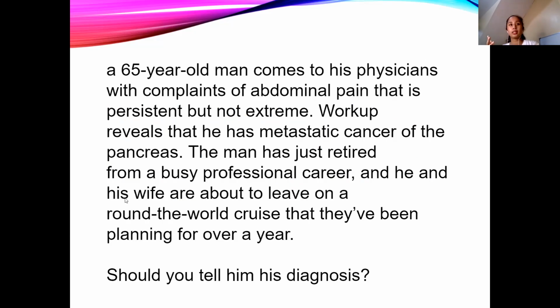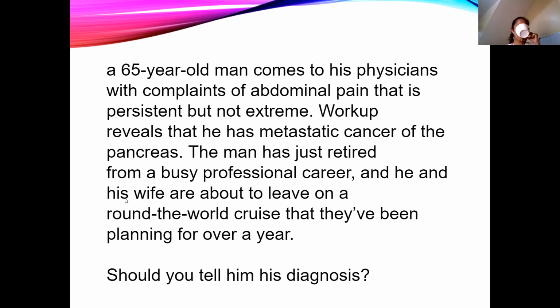So class, an example. A 65-year-old man comes to the physician with complaints of abdominal pain that is persistent but not extreme. He has had the abdominal pain for a long time. A workup reveals that he has metastatic cancer of the pancreas. So the cancer is spreading, class. The cancer is severe. The man has just retired from a busy professional career, and he and his wife are about to leave on a round-the-world cruise that they've been planning for over a year. Should you tell him his diagnosis?